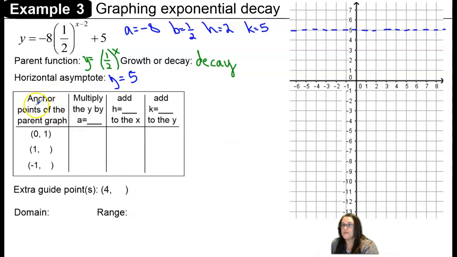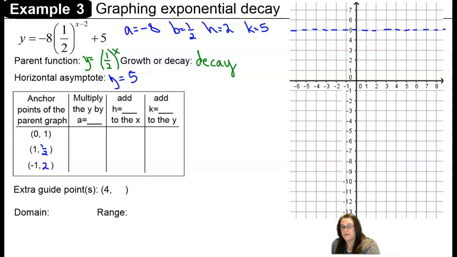Okay, next we're going to identify the anchor points of the parent graph, 1/2 to the power of x. (0, 1) is always the y-intercept on a parent graph. Then (1, b), and our b is 1/2. And then (-1, the reciprocal of b), and the reciprocal of 1/2 is +2.